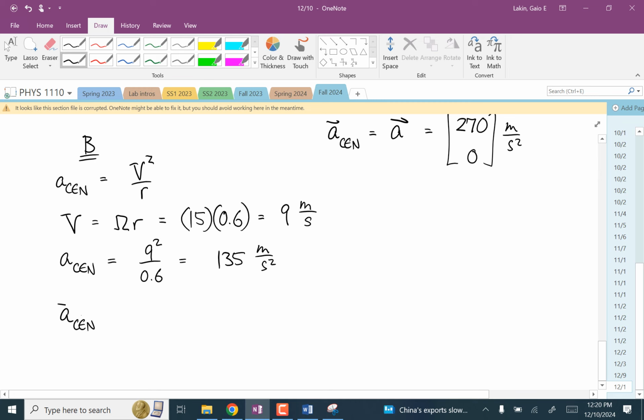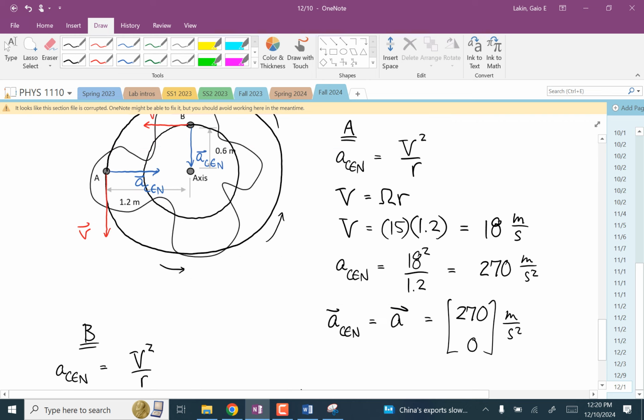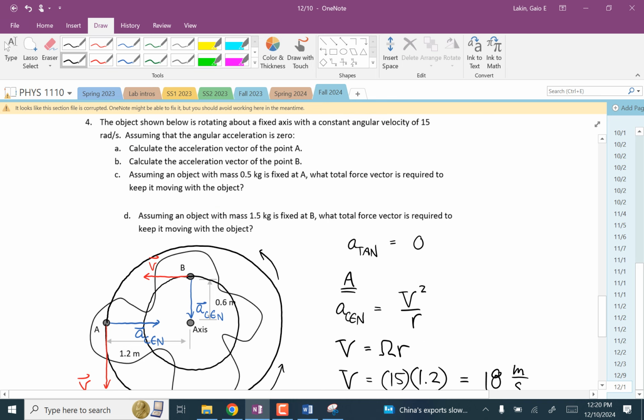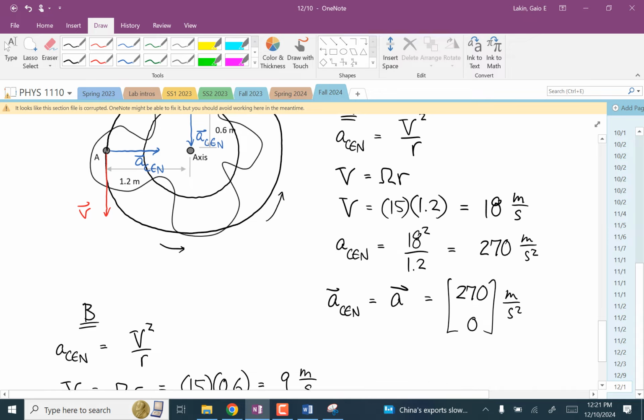And so the centripetal acceleration vector, which is the same as the regular acceleration because there's no tangential, is in the negative y with this magnitude, so 0, negative 135. Any questions about that? And then the last thing it asks is, what if you have an object at these two points, like imagine a bug that's trying to stay on this record player as it moves around. What's the net force required to hold it without moving from that location?